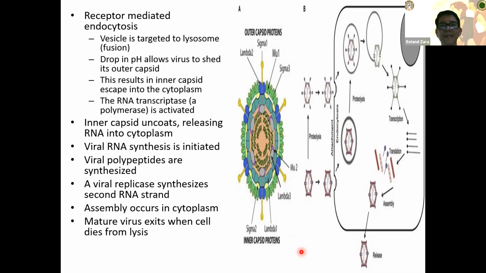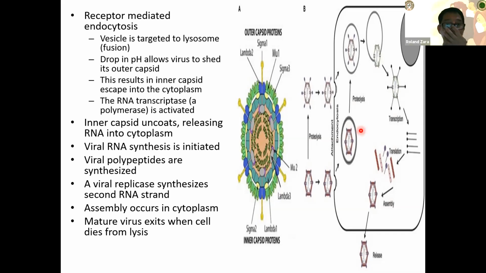So this one, the inner capsid uncoats. The inner capsid uncoats the RNA, releasing RNA to the cytoplasm. Yung mga VP1, VP3. Viral RNA synthesis is initiated. Viral polypeptides are synthesized, and viral helicase synthesizes the second strand RNA. Assembly occurs in the cytoplasm, where the mature virus exits when the cell dies from splicing. So eventually this cell will die.